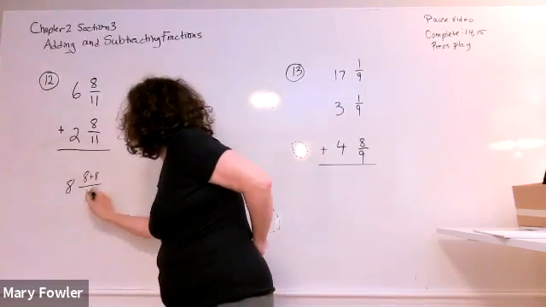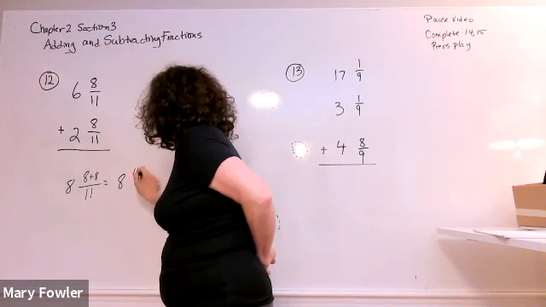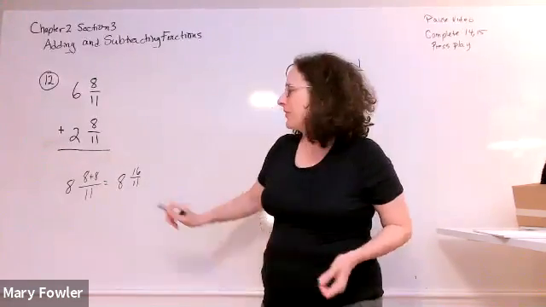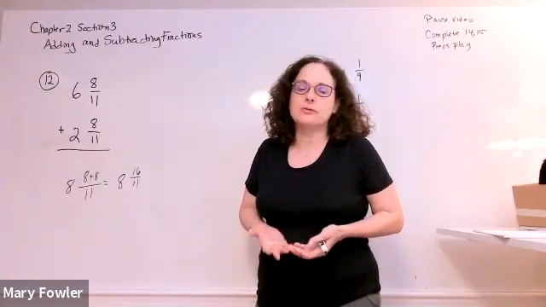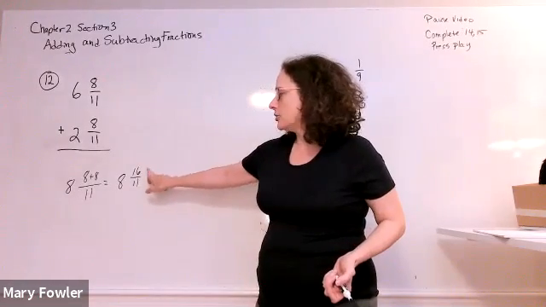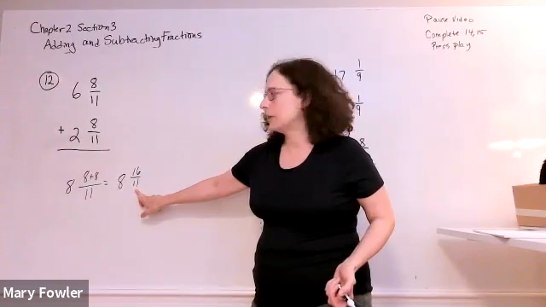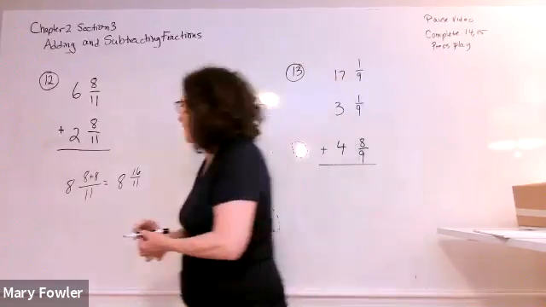Okay, so let's write this here as 8 and 16 over 11. Notice that the fraction piece now is improper because the numerator is greater than or equal to the denominator, okay? And so what we'll want to do is convert the fraction piece to a mixed number and then combine the two integer pieces.